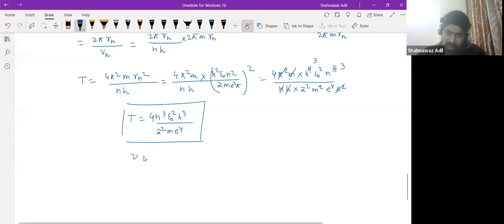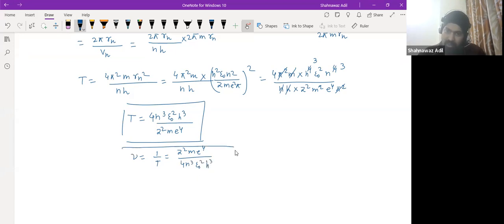So frequency would be how much? 1 over time period. So that would be Z square m e to the power 4 divided by 4, n cube, epsilon naught square h cube, right? I'm sorry if you got confused by my notation of n and h. If you have any confusion about my handwriting of n and h, then please tell me, right? Okay, so these are the things that we got in the class.